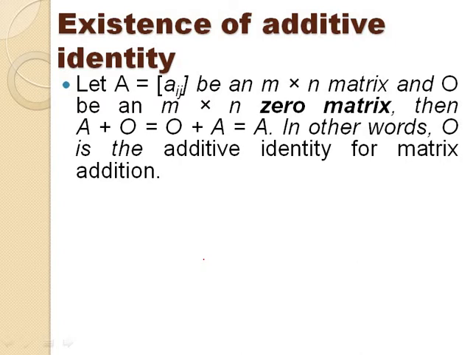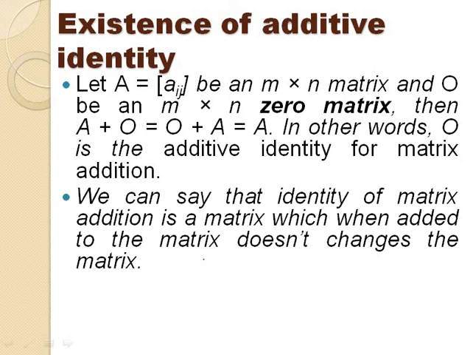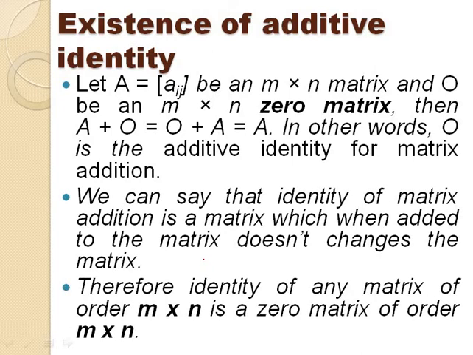That means if a zero matrix is added to any matrix, the result is always the same matrix. So we can say that the zero matrix is the identity for addition of any type of matrix. Now here the zero matrix should be of the same order as the matrix to which you are adding it.